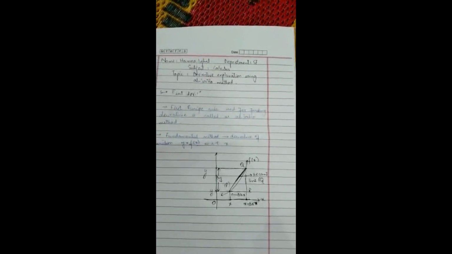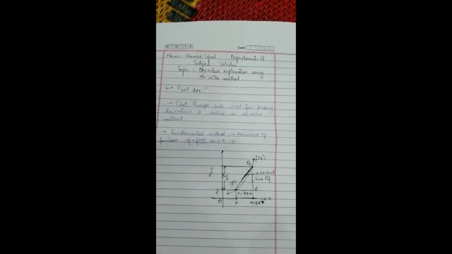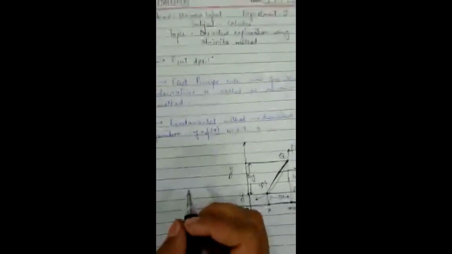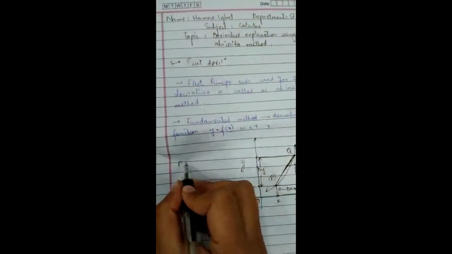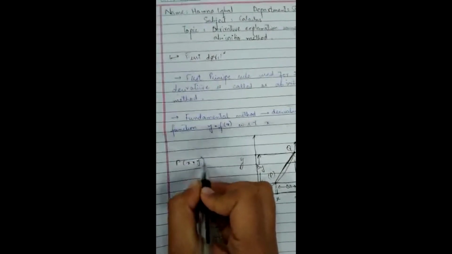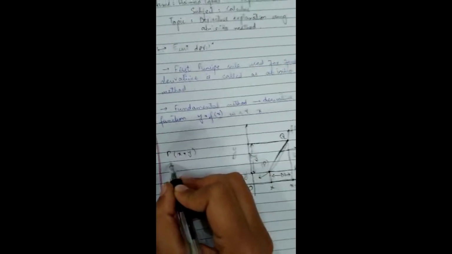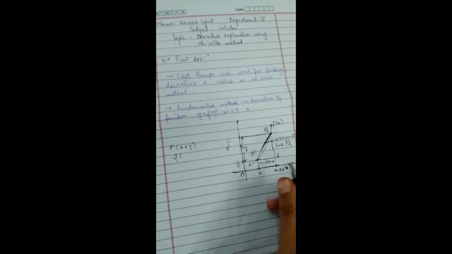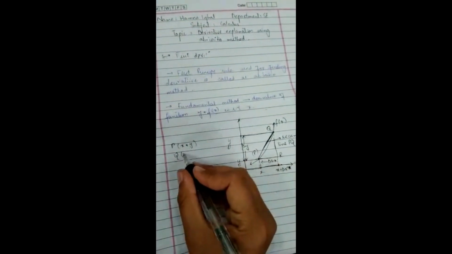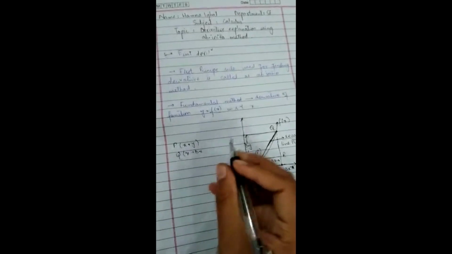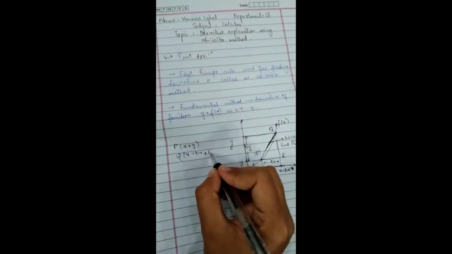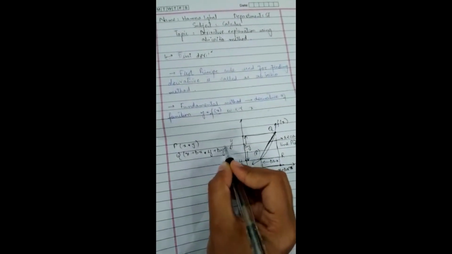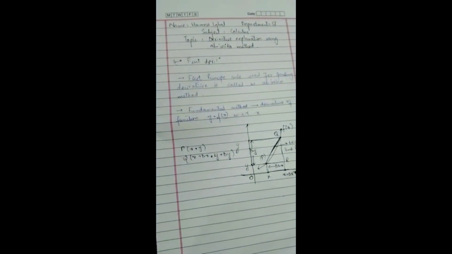So we can write that at the point P we have the coordinates x comma y, but when we have increased by a small amount, the point Q becomes x plus del x comma y plus del y. This is the increase. So let's move forward.